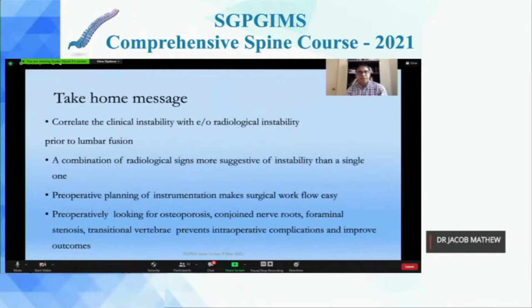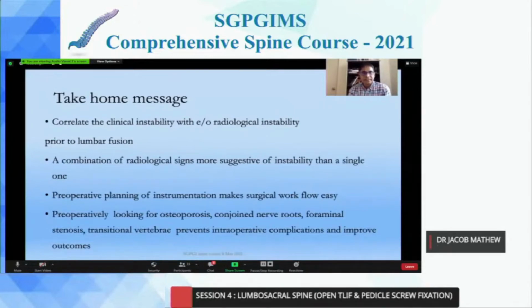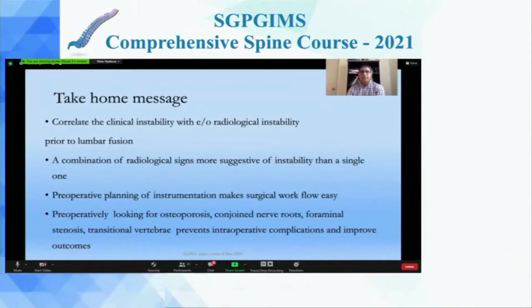So what is the take-home message? You should correlate the clinical instability with evidence of radiological instability prior to a lumbar fusion. A combination of radiological signs is more suggestive of instability. Preoperative planning makes surgical workflow easy. Preoperatively looking for osteoporosis, conjoined nerve roots, foraminal stenosis, and transitional vertebrae can prevent intraoperative complications.